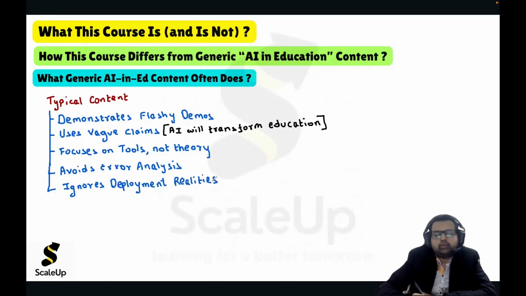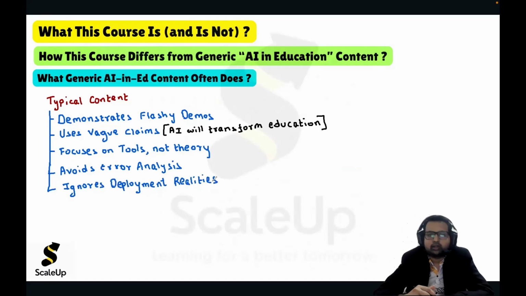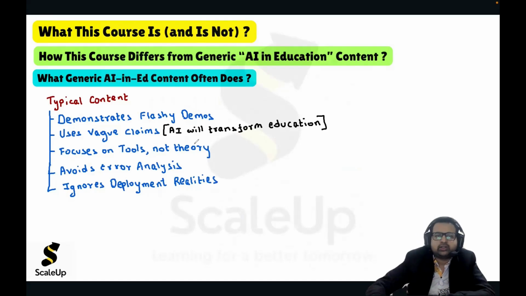So we have seen so many hypes like AI will transform education, like vague claims. Basically, those claims demonstrate flashy demos, which do not have any ground reality. It focuses on tools, not theory. It avoids error analysis. It ignores deployment realities.